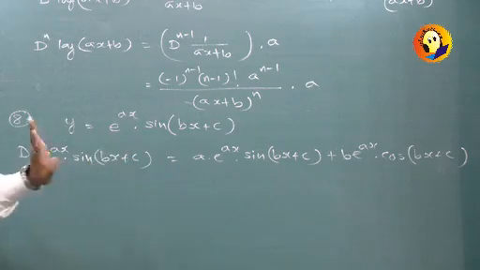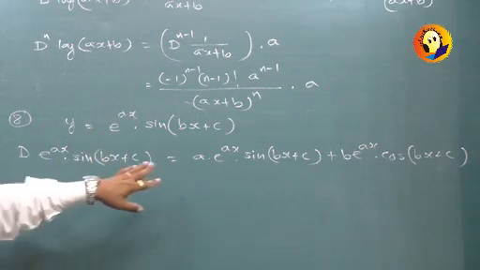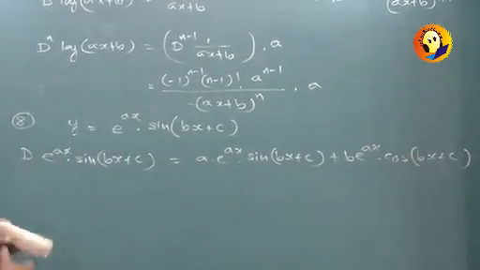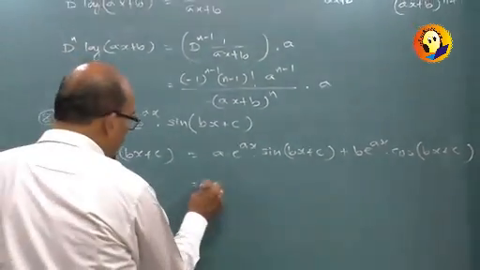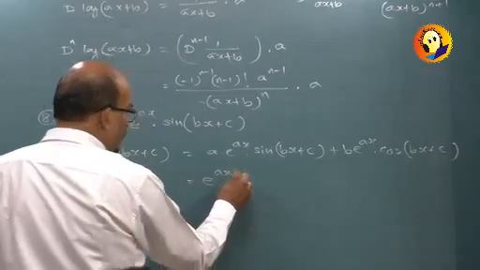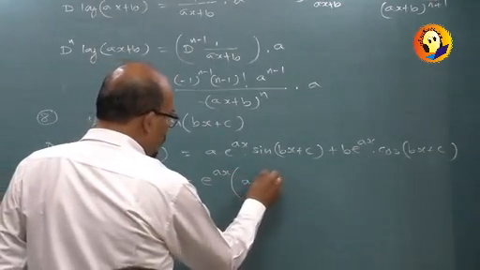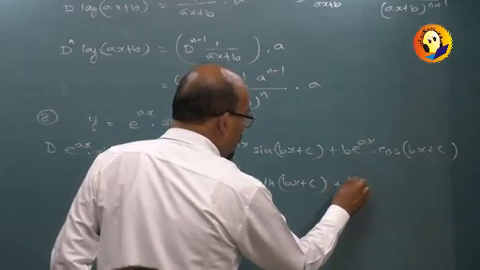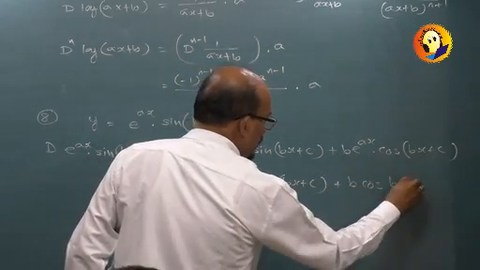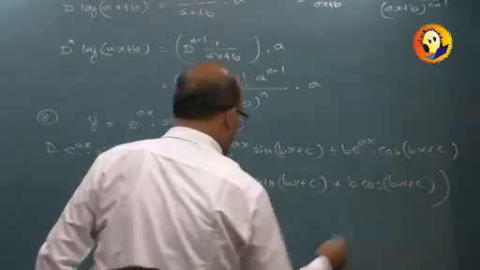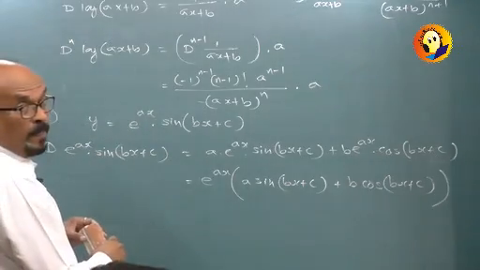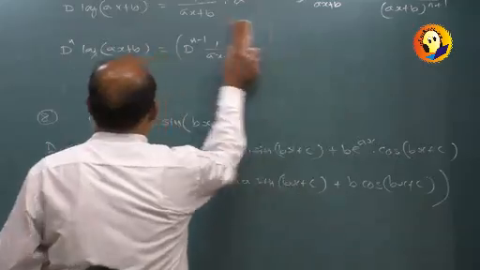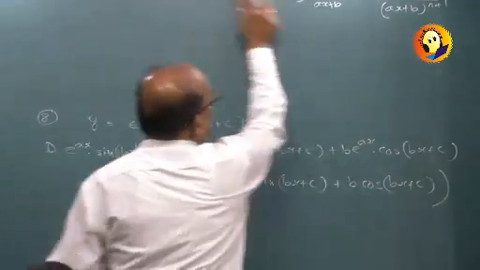e raised to ax stays. So the question remains about a and b. What should I do with them? So I can always write it as e raised to ax into bracket a sine of bx plus c plus b cos of bx plus c, multiplied and divided by under root a square plus b square.